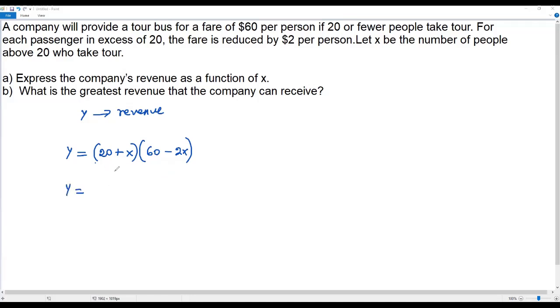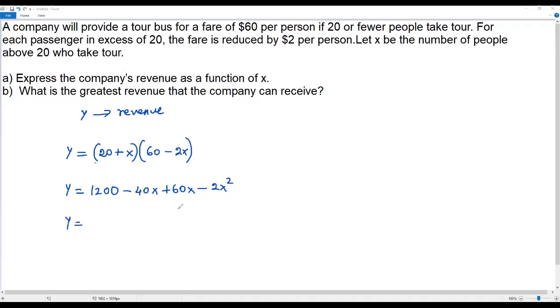Anyways, let's multiply this. 20 times 60, that is 2 times 6 is 12, and we have a 0 here, a 0 here. So 1200. 20 times negative 2x will be negative 40x. Positive x times 60 will be positive 60x. And positive times negative will become negative. x times 2x will be 2x squared.